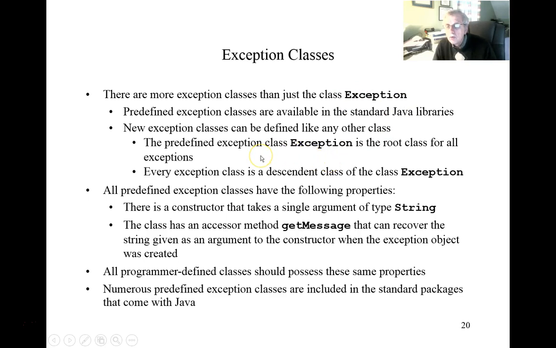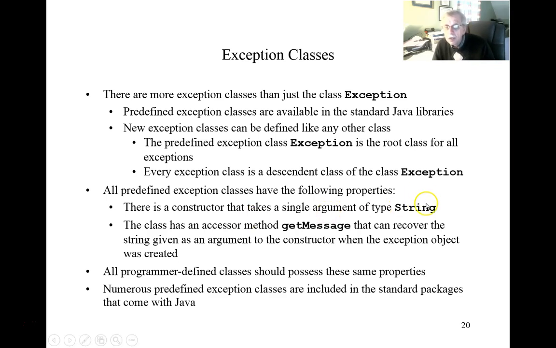So we could create our own exceptions, but that's beyond the scope of what we want to talk about in this current video. But that's another possibility, and they could be derived from this as well. Now, all predefined exception classes have the following properties. There's a constructor. That's what brings it into existence. So when an exception is thrown, a new instance of that exception class is brought into existence. That's done by invoking the constructor.